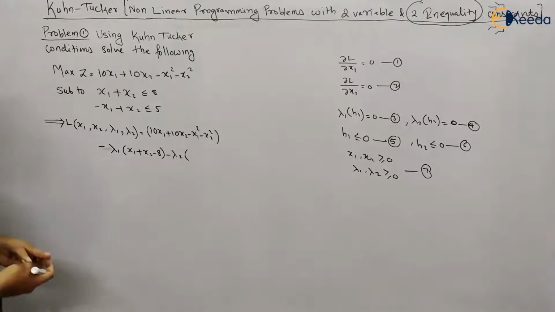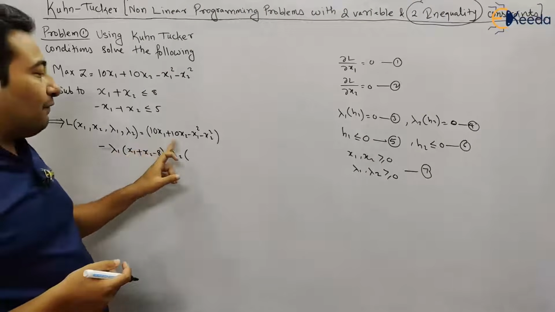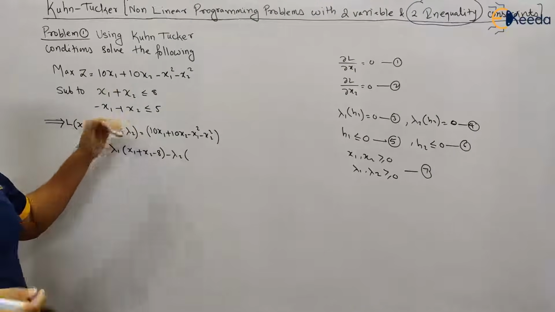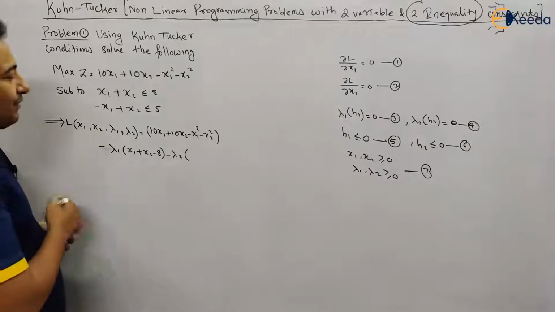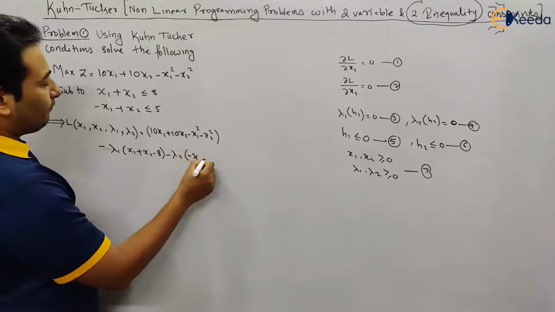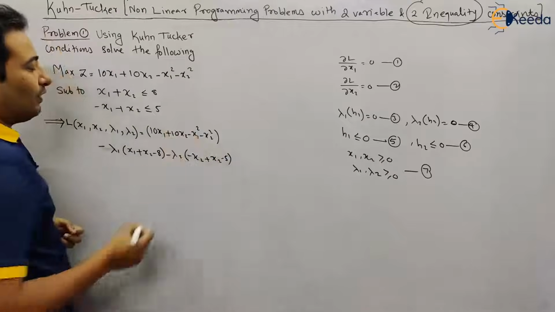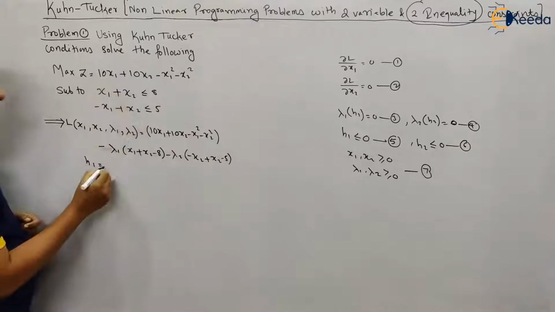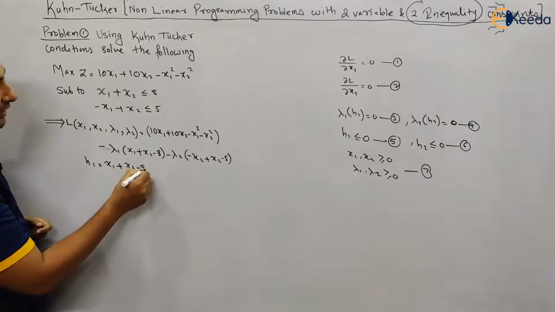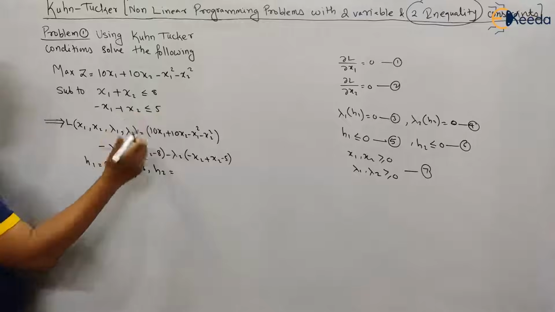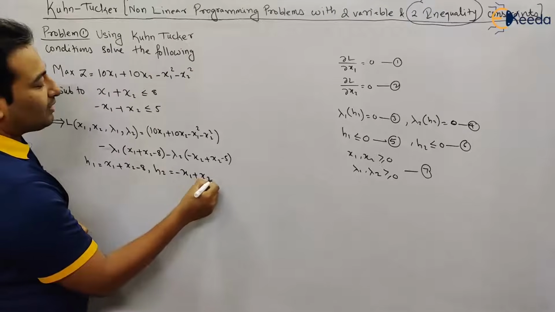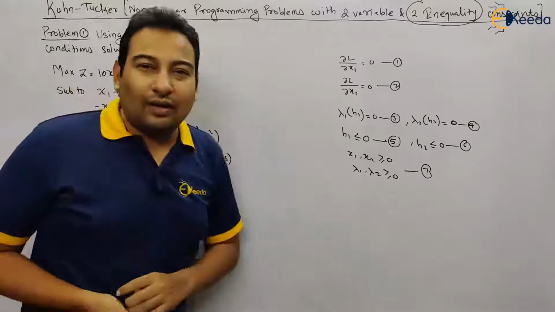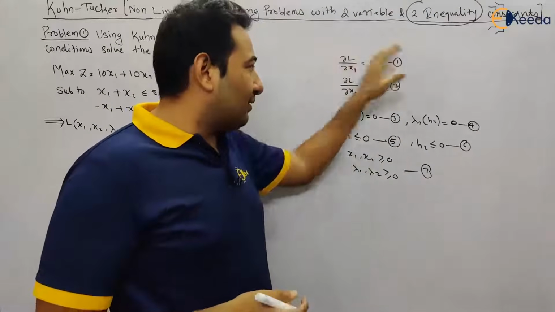In the last problem there was only one constraint, therefore we wrote minus lambda times constraint, but here there are two constraints, therefore it will be minus lambda 1 times and minus lambda 2 times, where the first constraint h1 is: 8 will come to this side, x1 plus x2 minus 8, and h2 is: 5 will come to this side, minus x1 plus x2 minus 5. So we got L. Now we are going to write down the 7 conditions based on this.